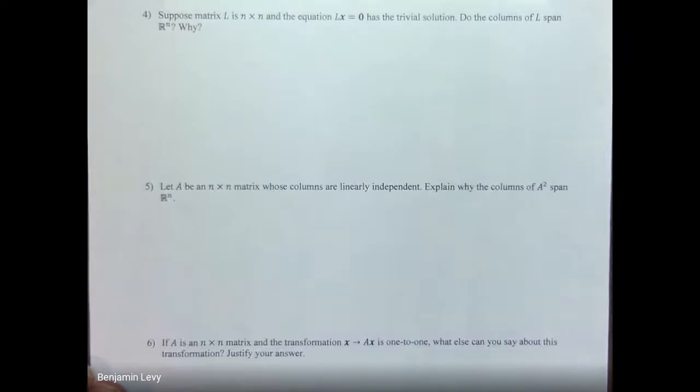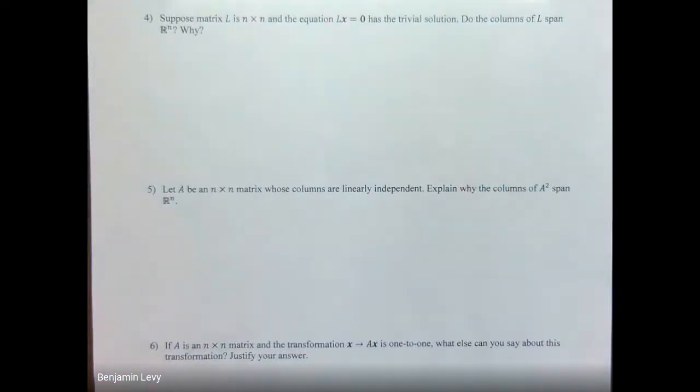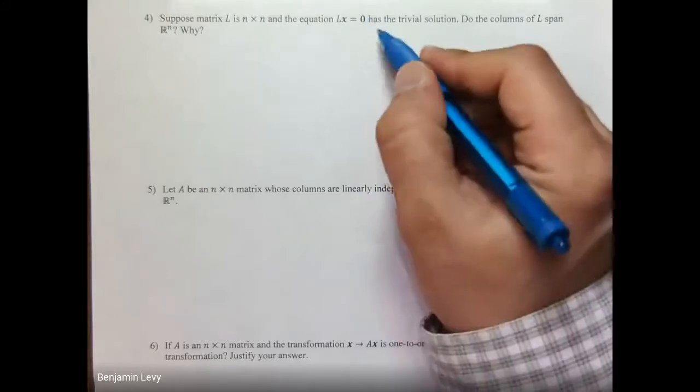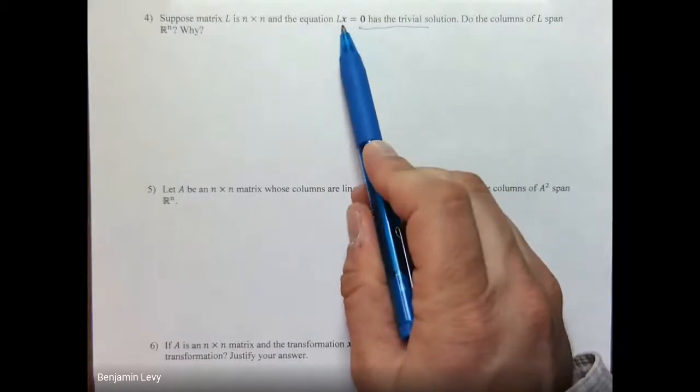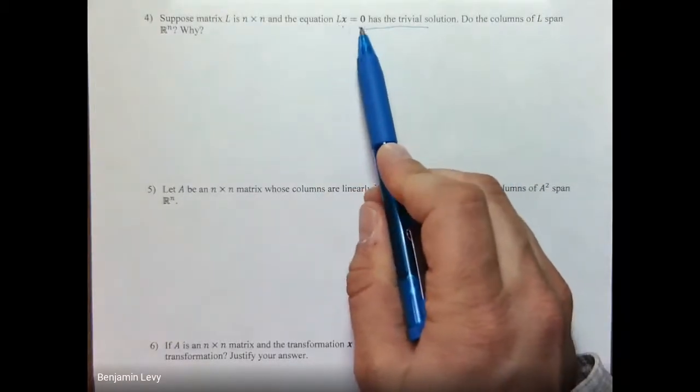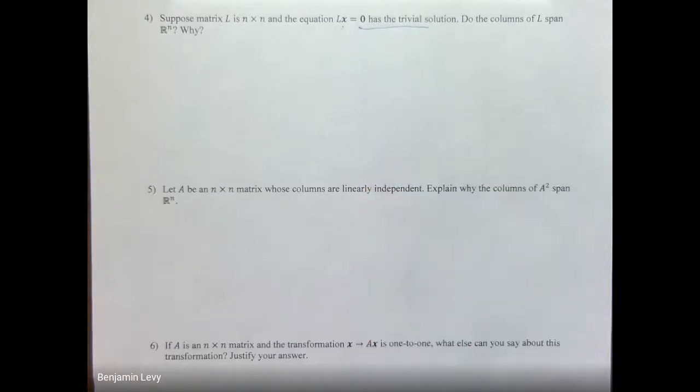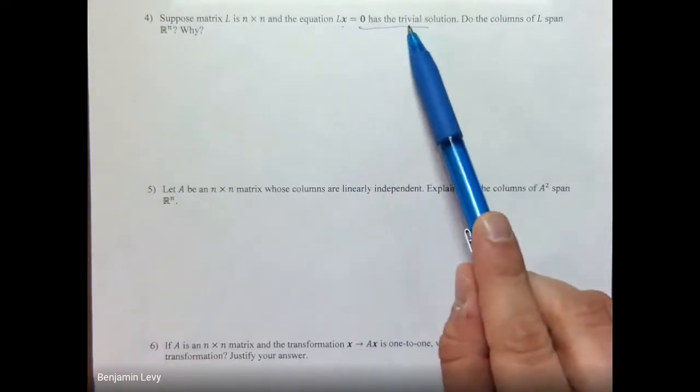I will flip the page here and look at number 4. Number 4 says, suppose L is a square matrix and Lx equals 0 has the trivial solution. Do the columns of L span Rn? Why? This one is something of a trick question. Now it says that it has the trivial solution. Well, this always has the trivial solution, right? You can always plug in x equals 0, multiply it by a matrix, and get the 0 vector. And so the trivial solution is always true. So just saying it has it isn't saying anything.